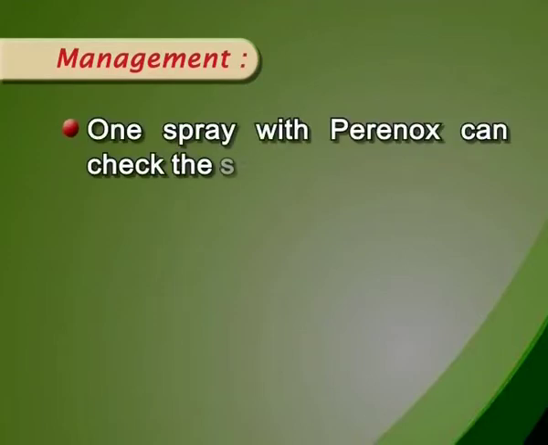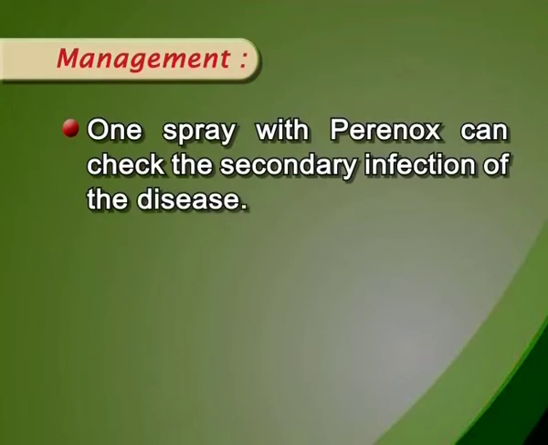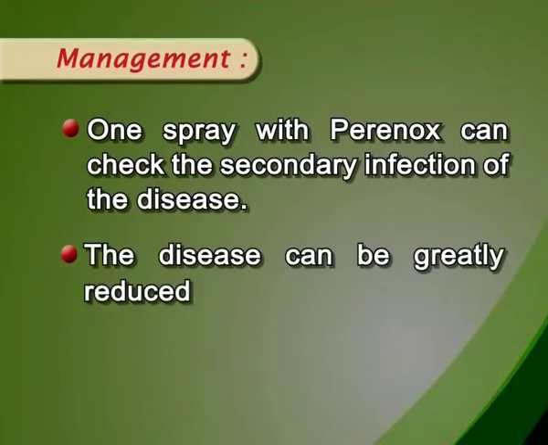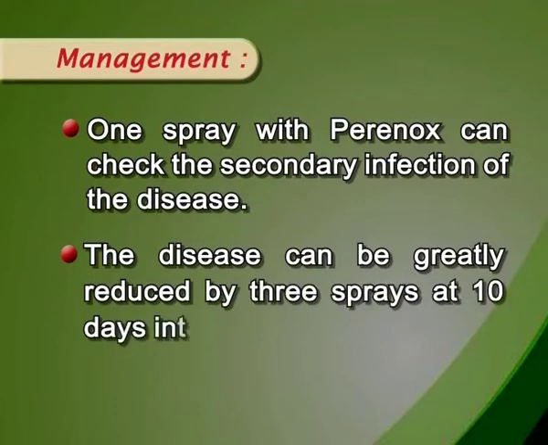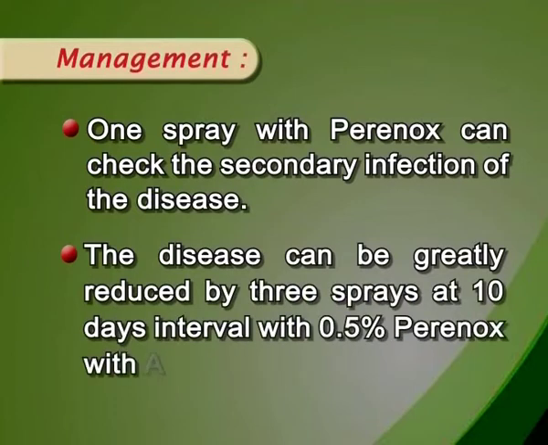Next, coming to the management of the disease. One spray with Paranox can check the secondary infection of the disease. The disease can be greatly reduced by 3 sprays at 10 days interval with 0.5% Paranox with albodium. This is about the management of the disease.